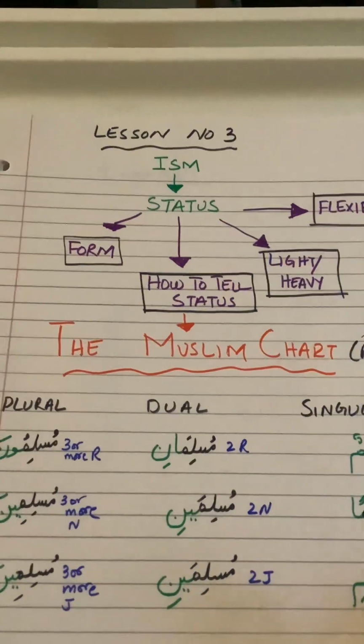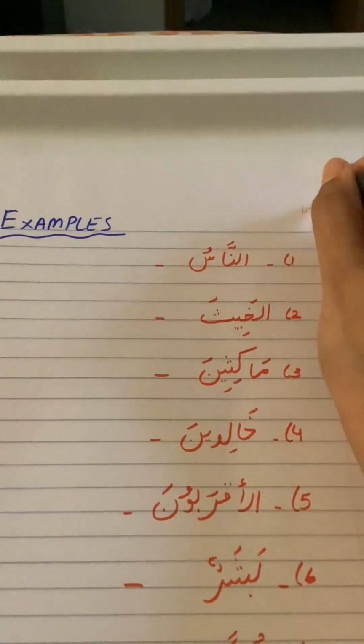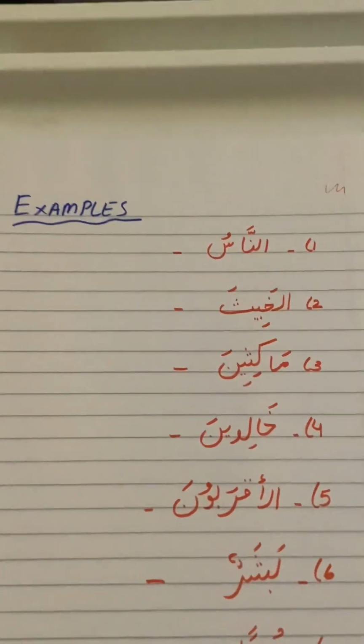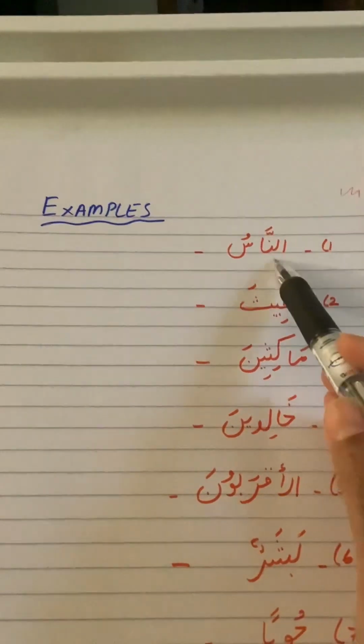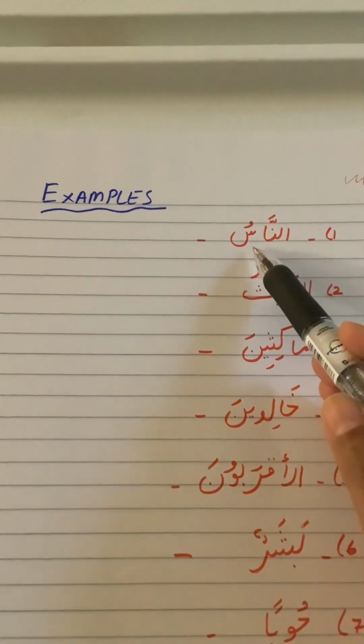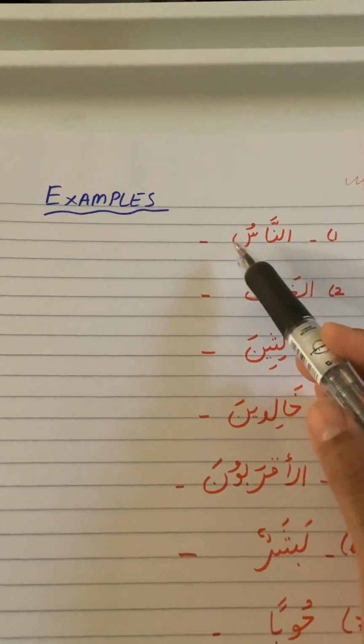Now we're going to do a few examples to show you how important these are, and we're going to do them together. I hope my pen is working. Yeah, it is. So the first word is annasu. Now what sound do you hear? U sound. So u or un sounds.